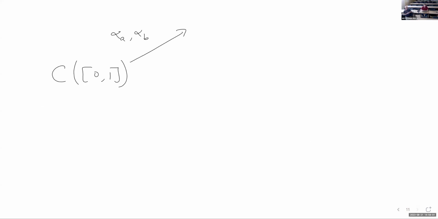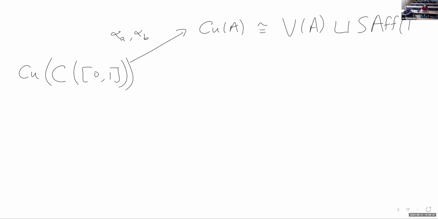Okay, that's right. So each of these normal elements A and B have spectrum the interval. So by the Gelfand map, I have homomorphisms from continuous functions on the interval into the algebra. So at the level of Cu, I have maps from Cu of continuous functions on the interval to Cu of A, which is isomorphic to the Murray-von Neumann semigroup disjoint union the semigroup of affine functions. So I know this is the natural numbers, disjoint union, the same thing.